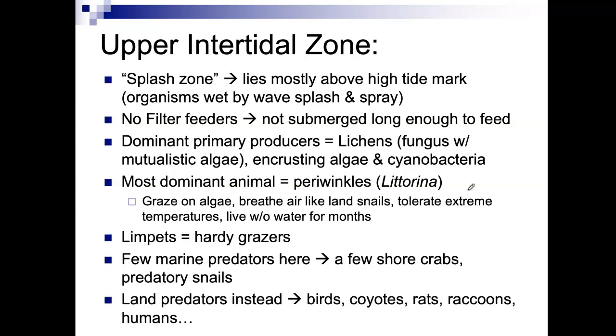Most of your predators here are going to be land predators. So you're going to have things like birds, coyotes, rats, raccoons sometimes. Marine shorebirds are a big one here. And then even humans, right? Because we do things like collect clams and mussels and things like that.